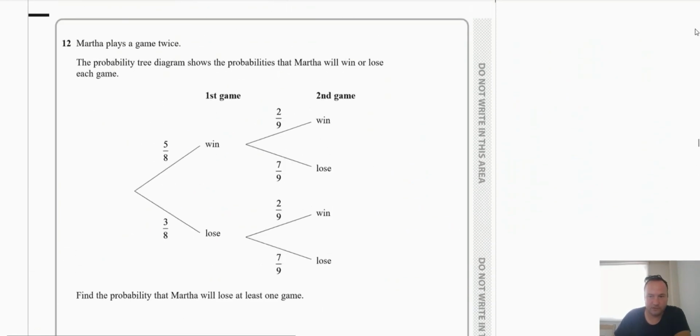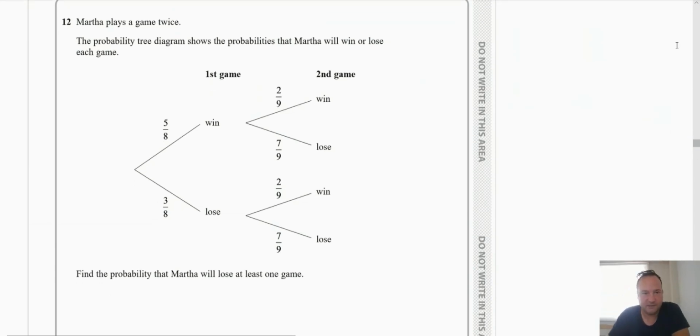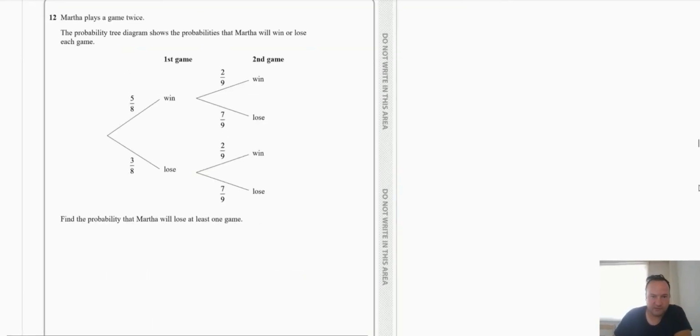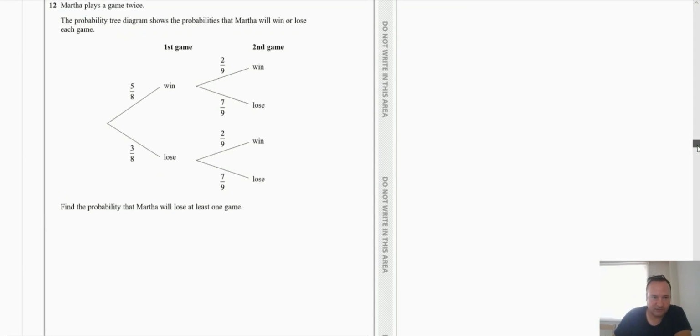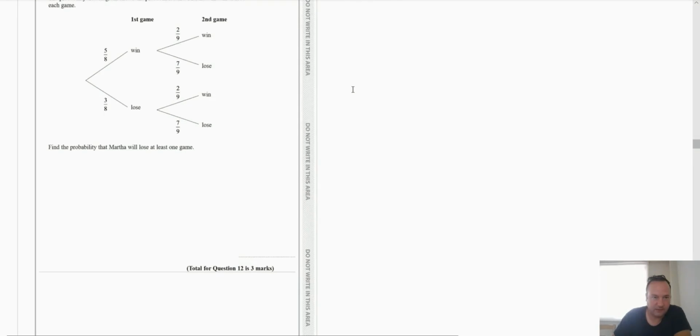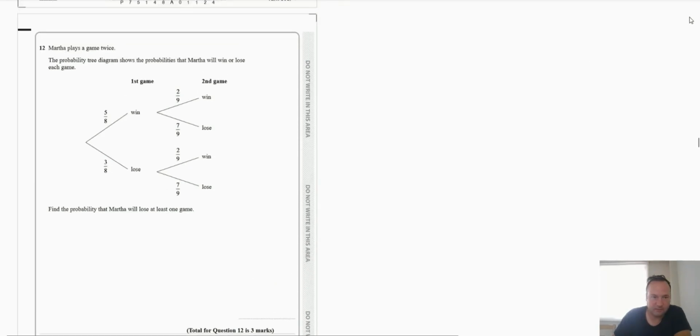Question number 12, 3 marks. So for this question, it says Martha plays a game twice. The probability tree diagram shows the probabilities that Martha will win or lose each game. So we've already got a probability tree diagram provided to us. So what we need to do next, we need to actually try and work out the probability that Martha will lose at least one game. Okay, so let's see.